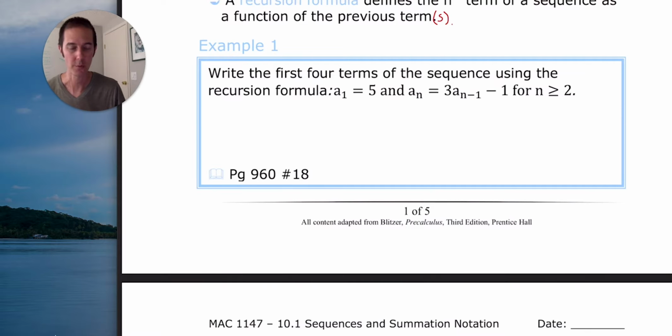Let's go through the motions. So we know that a sub 1 is equal to 5. Let's find a sub 2. A sub 2 is equal to 3 times a sub 2 minus 1. That's this bit right here, the 2 minus 1. And then we also have to include this minus 1 at the end.